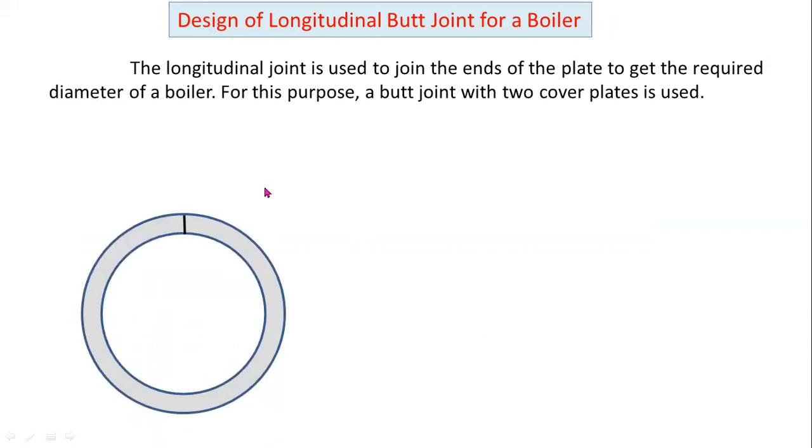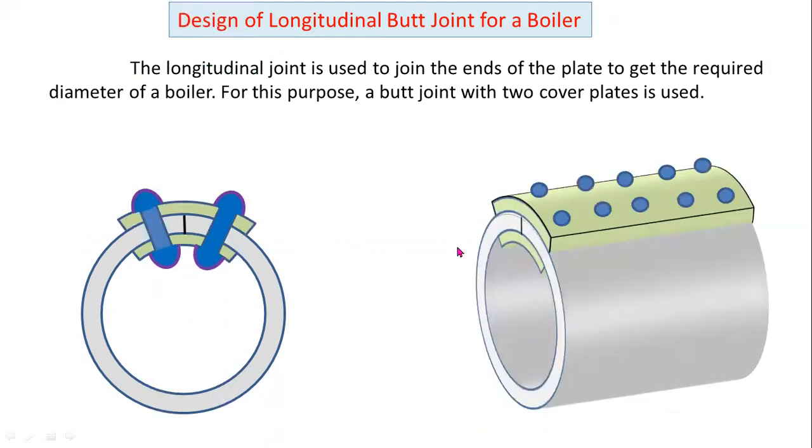Already we discussed earlier, there is a longitudinal joint. Here you can observe. Now I will explain how to design this longitudinal joint. That means selection of butt straps and selection of a proper diameter of a rivet.